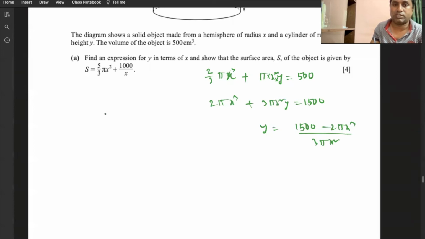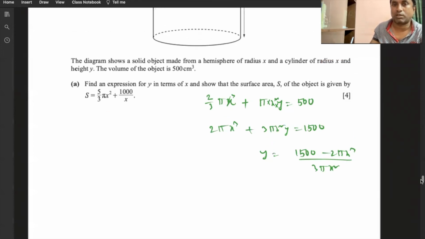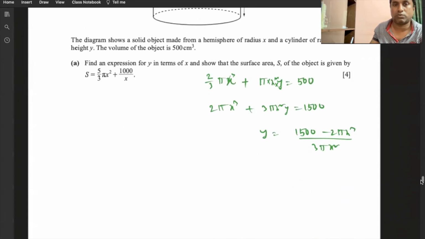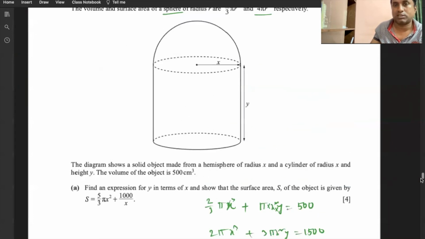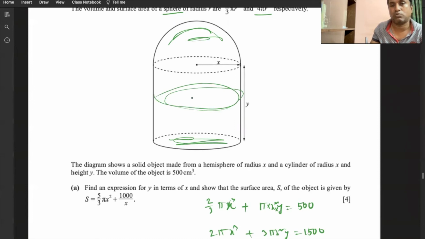Now we are going to find the surface area of this shape. This is solid, so on top what is given is 2 pi x square, the hemisphere, plus 2 pi x h, I mean y, plus pi x square downward. So total, that is pi x square, this one, and this one is 2 pi x square, and these things are 2 pi r h, 2 pi x y.